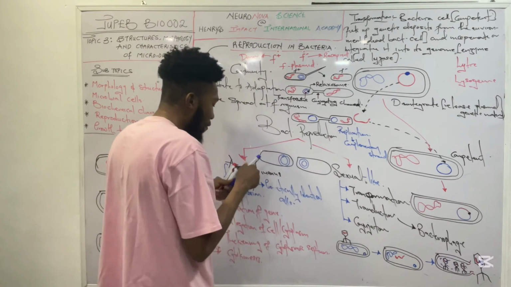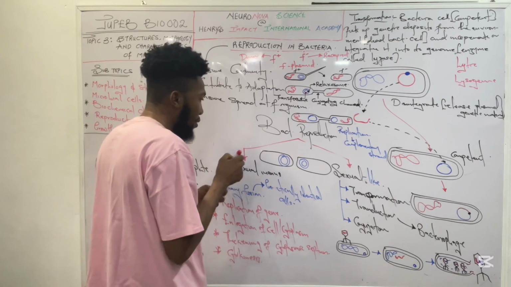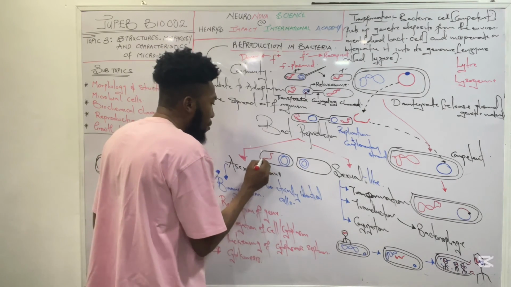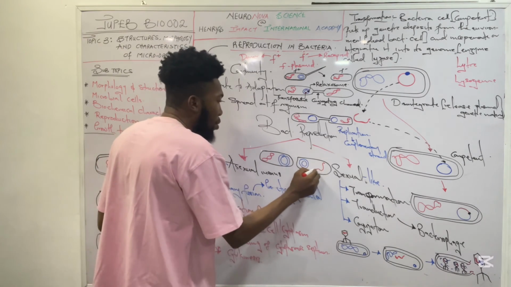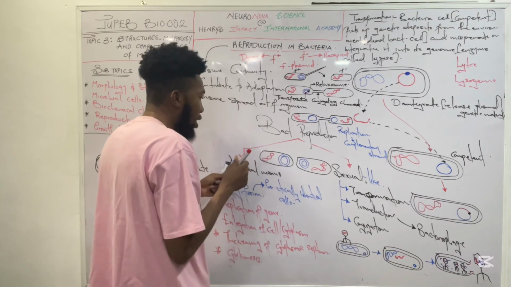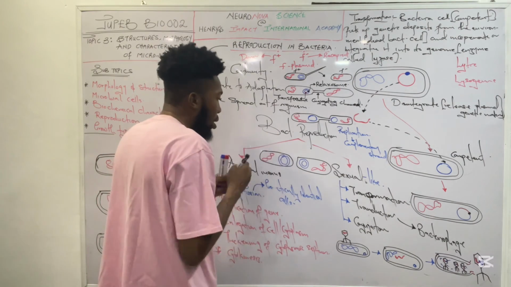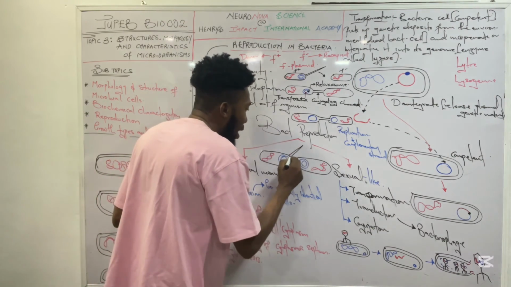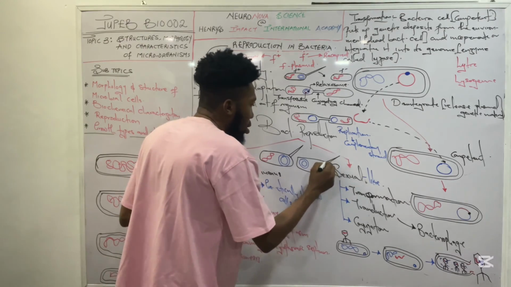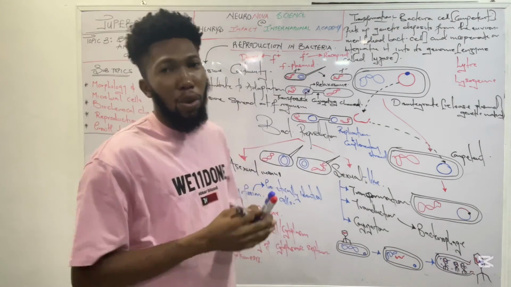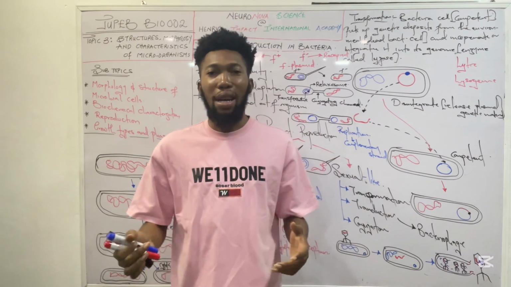And now that they have F factors, both of them are now F positive. They're now F positive bacterial cells. And what does that imply? It means that each of them will have their pili. So that'll be that for bacterial reproduction.